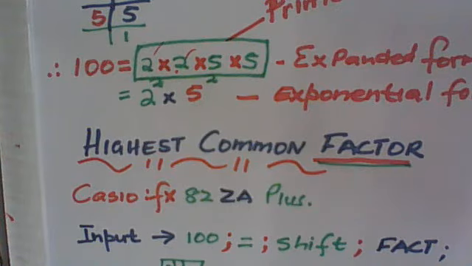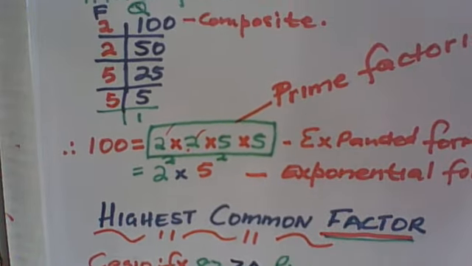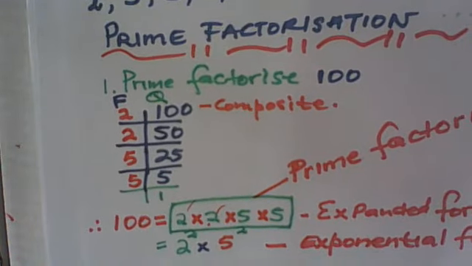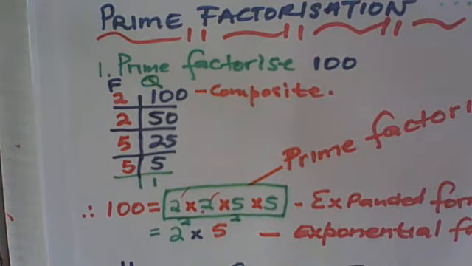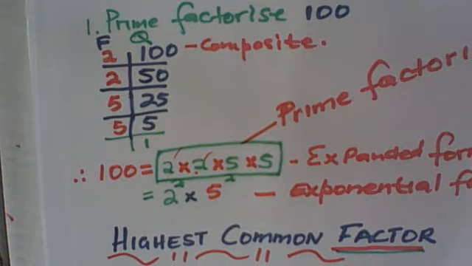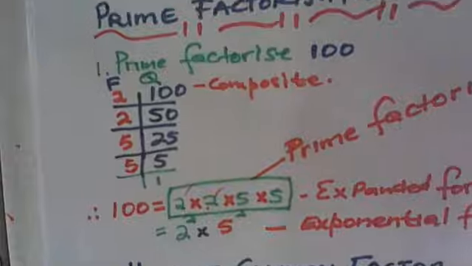So now let's move again to the next. Now the next one is finding the highest common factor. Now this is prime factorization, guys. Now how do we find the lowest common factor?